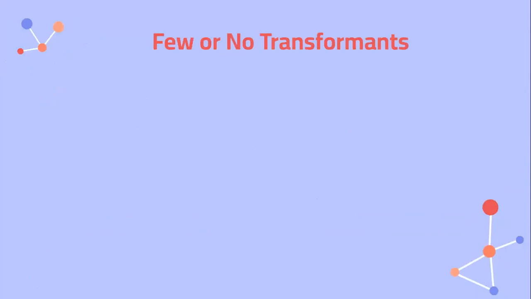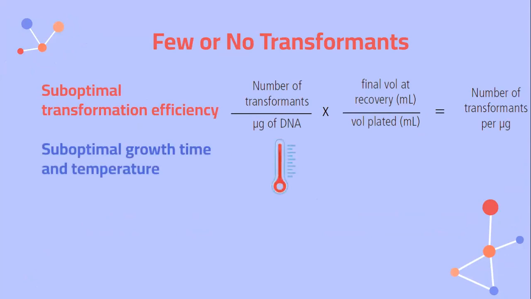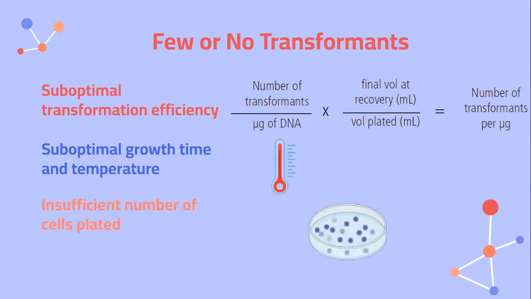For example, if you observe few or no transformants during your experiment, this can be caused by a variety of reasons and factors. Some causes could be suboptimal transformation efficiency, which could be tested through adding a positive control. Another cause could be suboptimal time and temperature, which can be overcome by ensuring that the incubator is set to the proper temperature and there's a sufficient amount of time allowed for recovery and plating. Another cause could be that an insufficient number of cells were plated during the transformation, which can be overcome by recovering the cells within the appropriate medium and allowing ample time for growth.